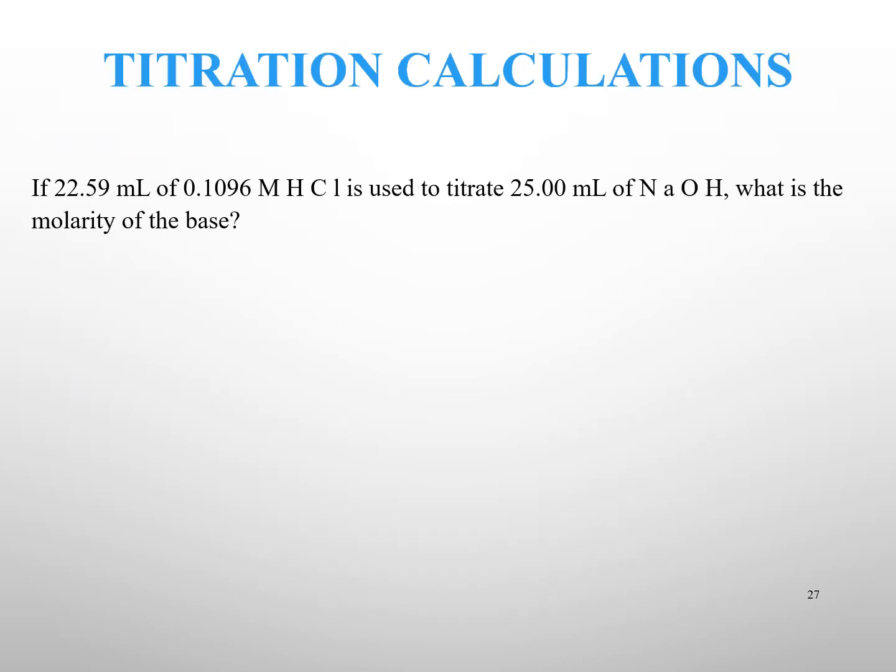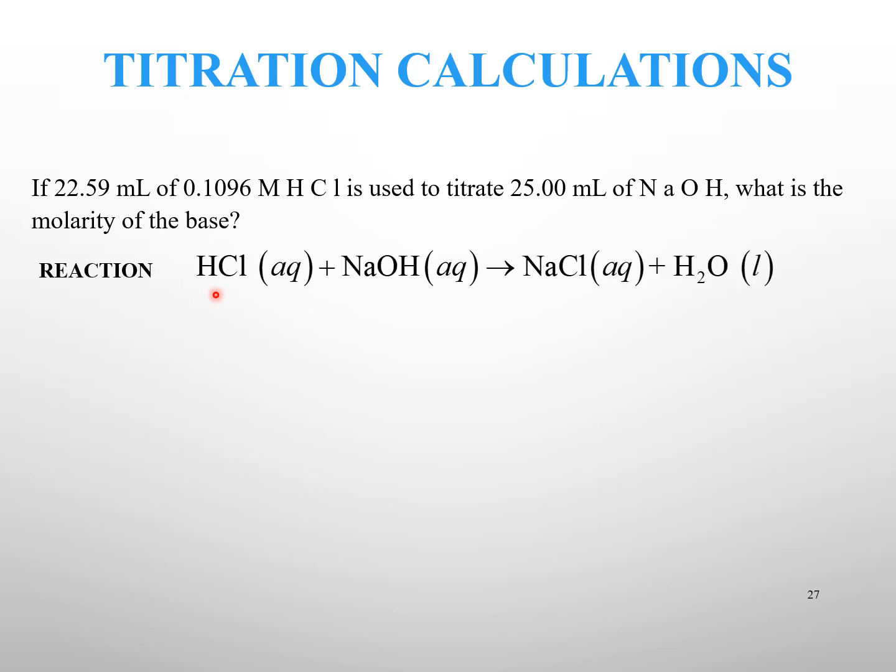Let's try some titration calculations. If you have 22.59 mL of 0.1096 molarity HCl and it's used to titrate with 25 mL of NaOH, what's the molarity of the base, which is NaOH? Okay, so let's write the equation down. HCl and NaOH makes NaCl plus water. So it's a 1 to 1 to 1 to 1 ratio, which is really nice when we use our stoichiometry.